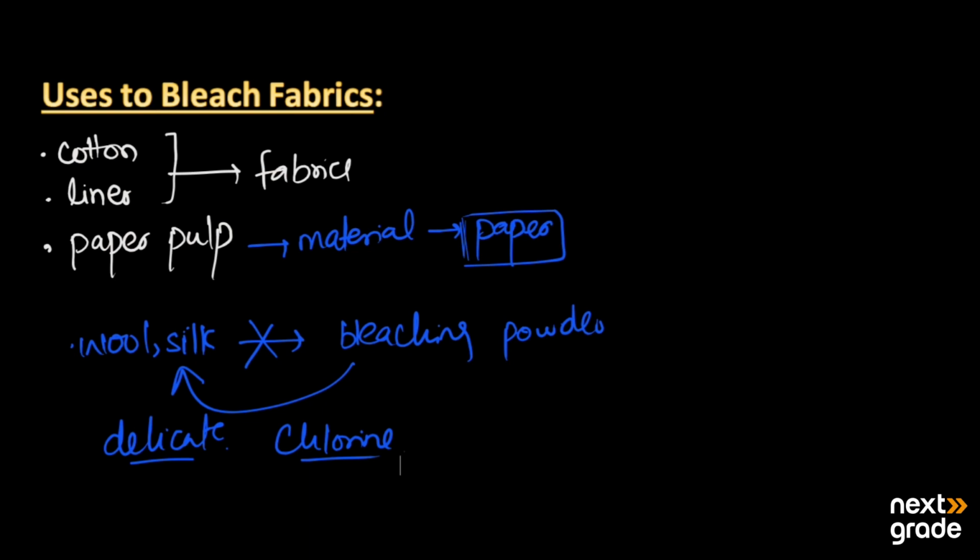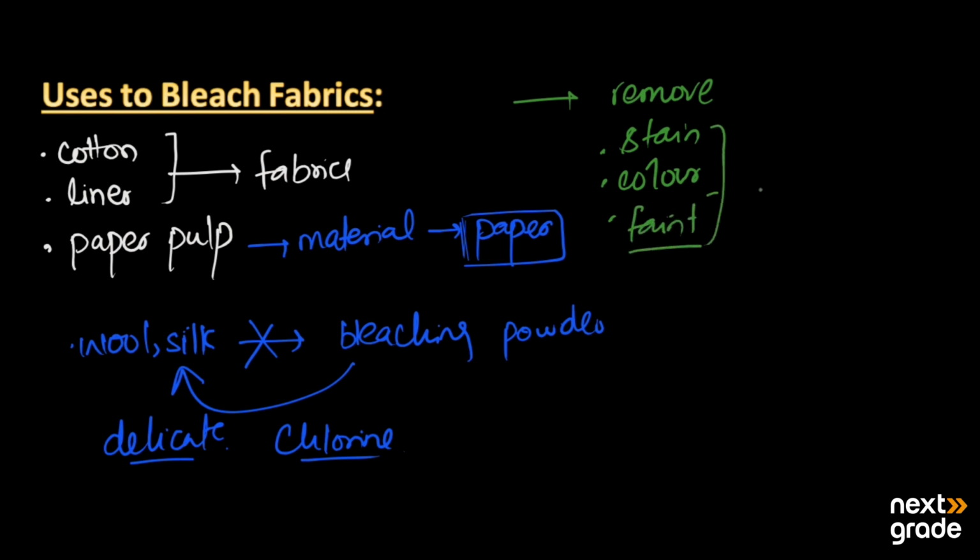On the other hand, if we want to remove stains and remove color, or if we want to just fade out the color of any fabric, we can use bleaching powder. This is a very helpful substance, or compound, that we can use in our daily life for different purposes. So this was the topic of the uses of bleaching powder.